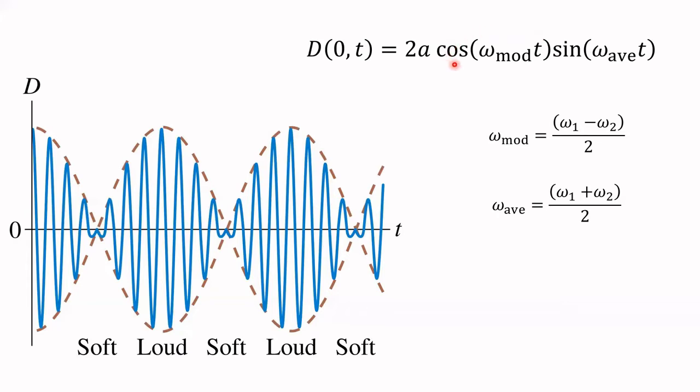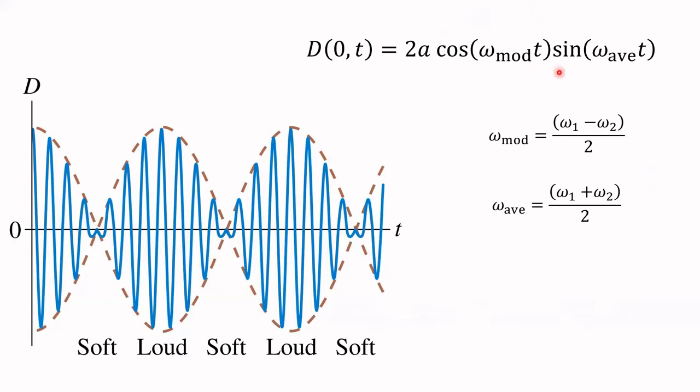So what does the cosine function do? What's the range of values of the cosine function? Cosine oscillates between 1 and negative 1. So as time advances, so you've parked yourself in front of the speakers and you're watching how the displacement of the air particles depends on time. Well, as time goes on, this factor out front slowly oscillates between 1 and negative 1. I say slowly because I just established that omega mod is a much lower number than omega average. So all you're doing is modulating the amplitude of the sine function.